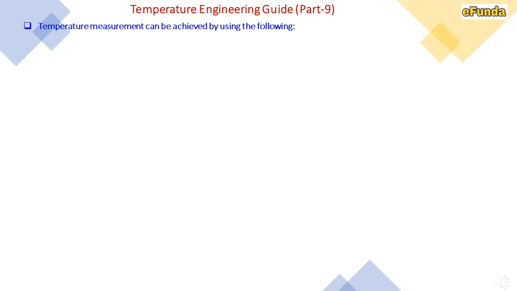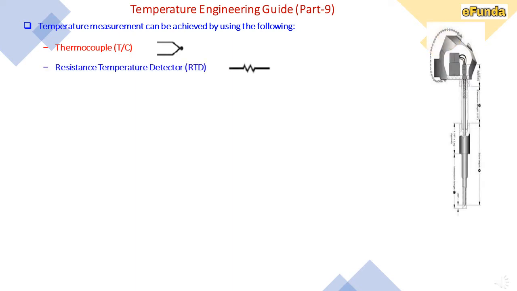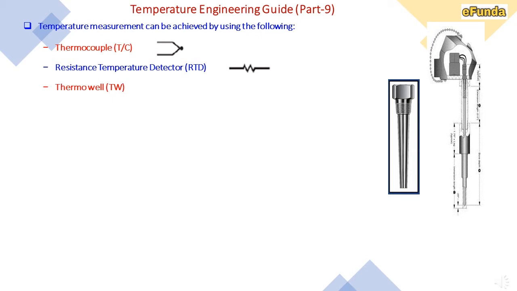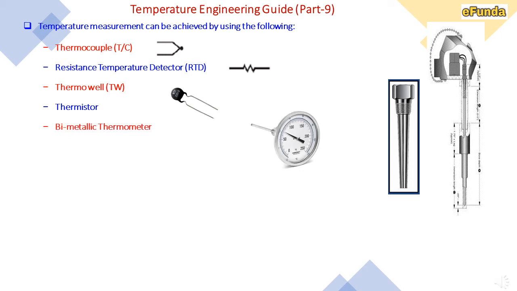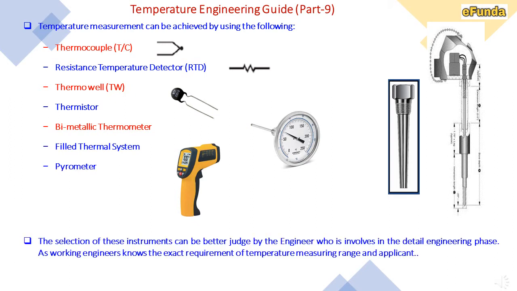Temperature measurement can be achieved by using the following temperature sensors: thermocouples, TC, resistance temperature detector, that is RTD, thermowell, that is TW, thermistor, bimetallic thermometer, filled thermal system, and pyrometer. These are a few key temperature measuring sensors. The selection of these instruments can be better judged by the engineer involved in the detail engineering phase, as the working engineer knows the exact requirement of temperature measuring ranges and their application with respect to project scope.